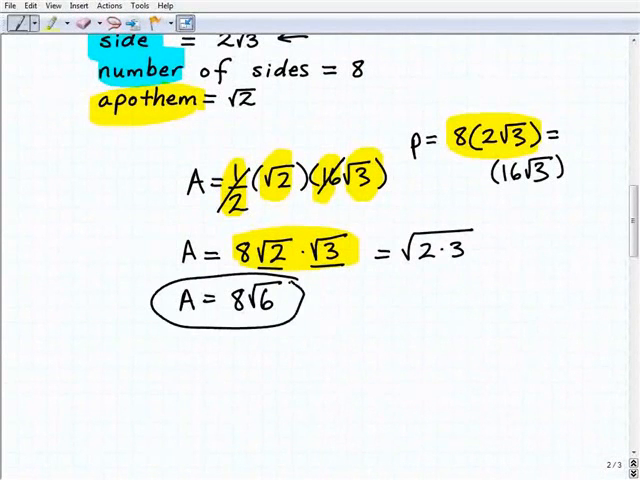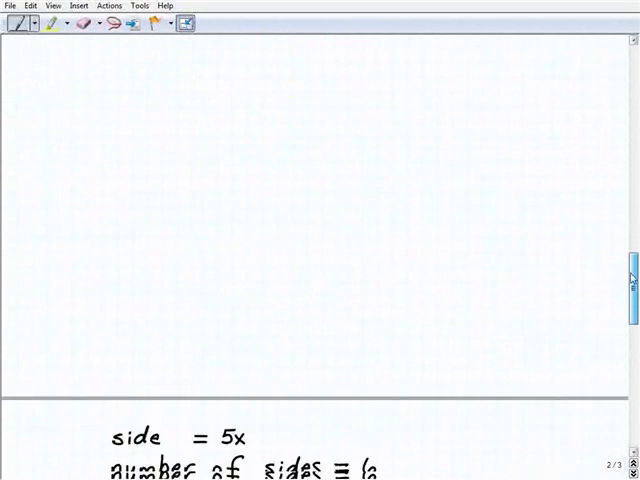Now, if your final answer in value, if you take the square root of 6 on your calculator and multiply by 8 and you get this, that's good. I don't want to deter you from understanding, but you need to know how to work with these radicals. Really, really important. Okay, let's go ahead and take a look at our last problem.